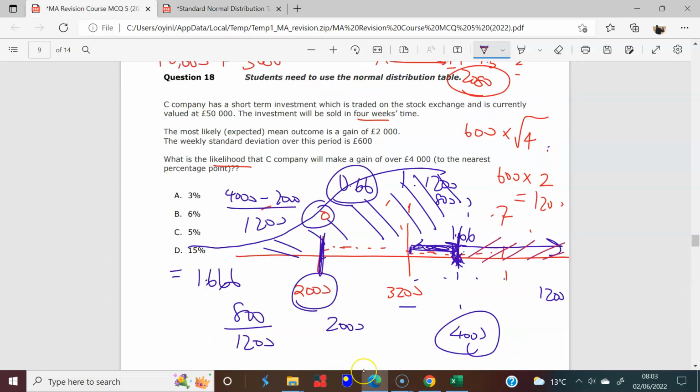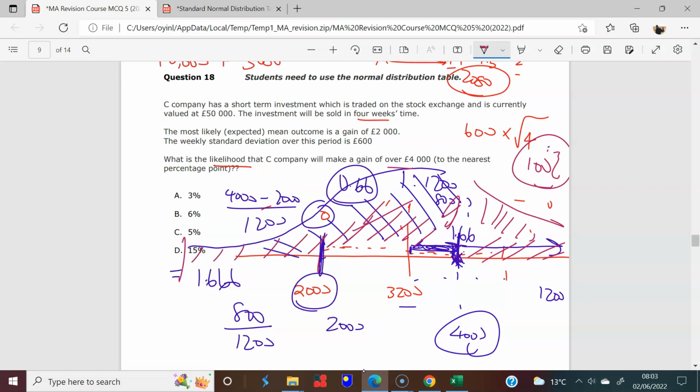Look, it starts adding from here. But I'm not interested in this. I'm interested in after this. It's saying the gain is over 4,000. So I'm interested in this area here. If everything under the curve is 100%, and what I've just shaded is 95.4, well, it must be the difference. 100% minus 95.4. And that rounds closest to 5%.